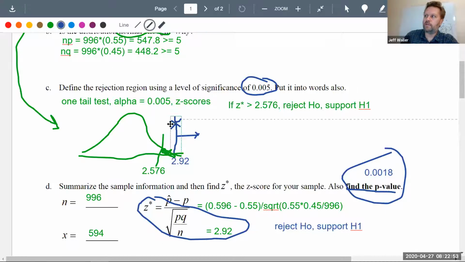The further out the star gets in the tail, the smaller the p-value gets, because it's the area in the tail. If it's bigger than alpha, that means I'm not far out there and have a big tail. If it's smaller than alpha, that means I made it into the rejection region. So I can actually just look at the p-value and figure out the answer.